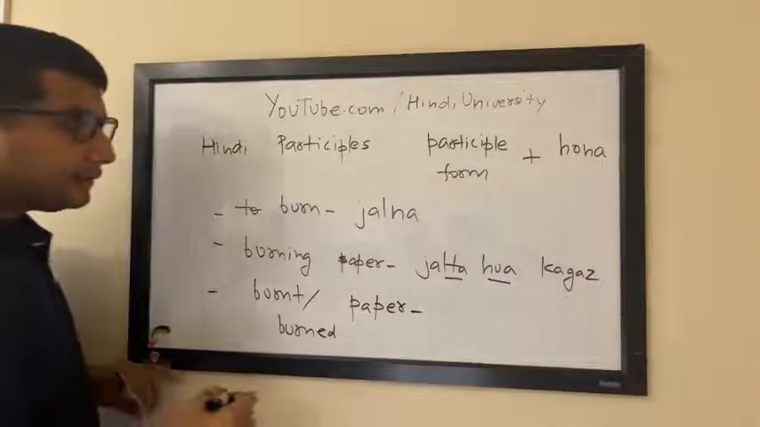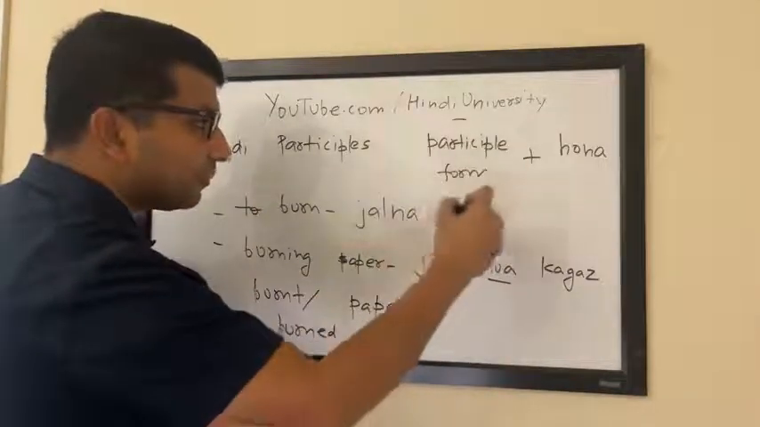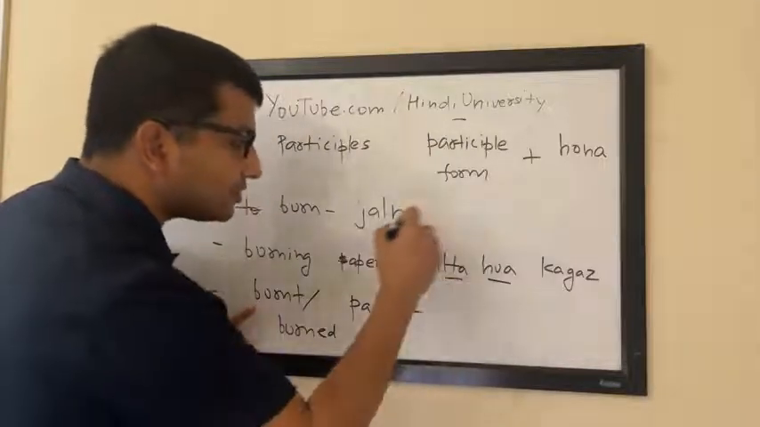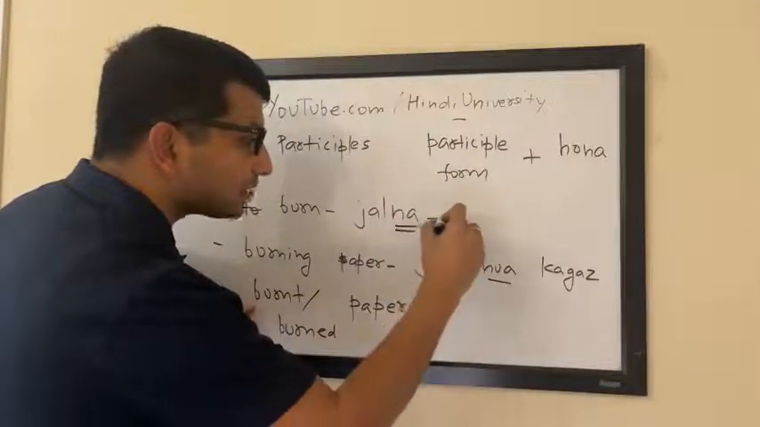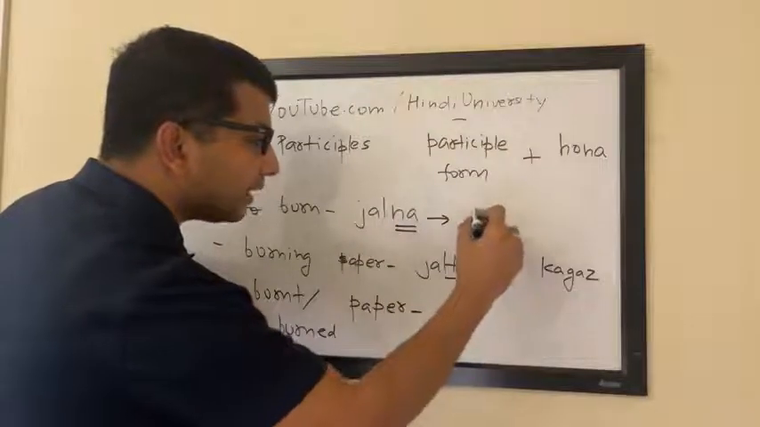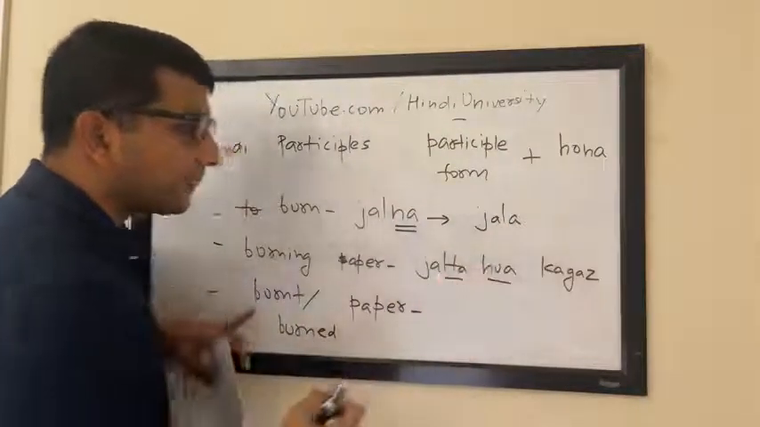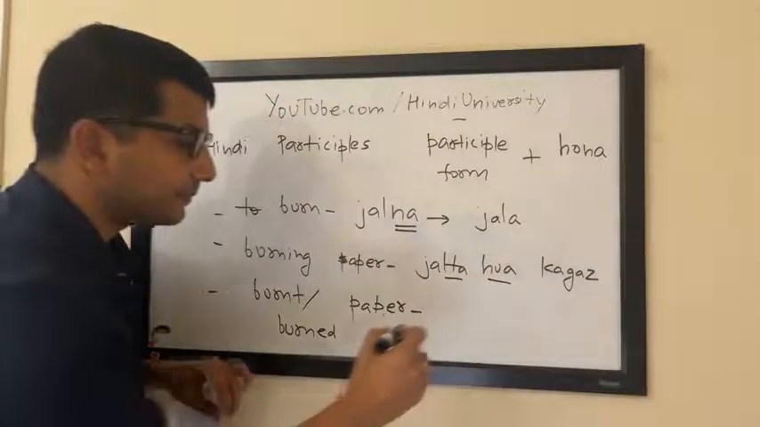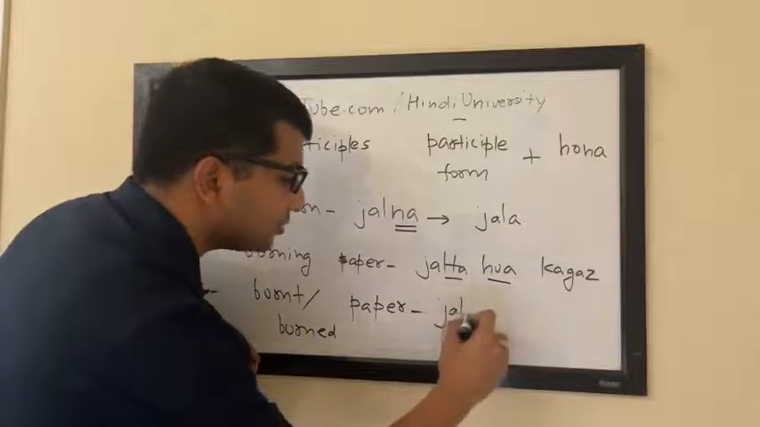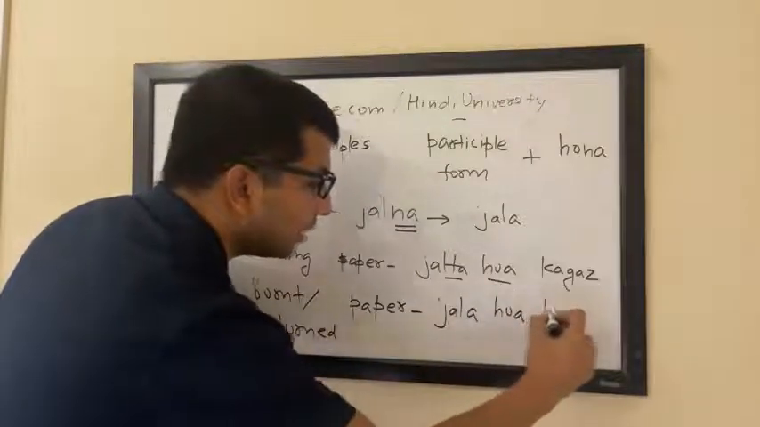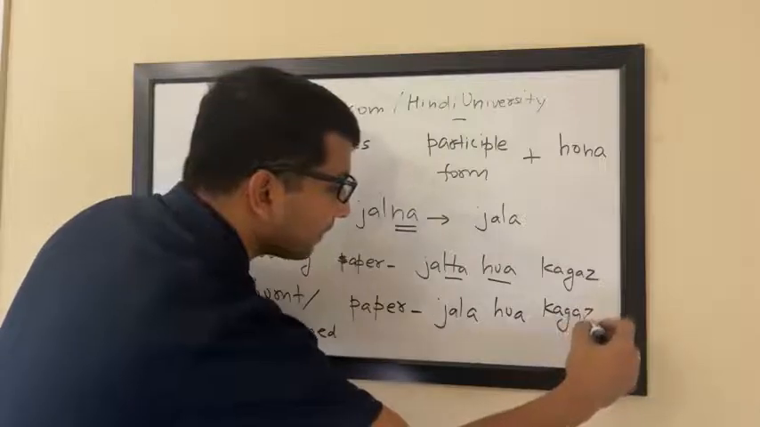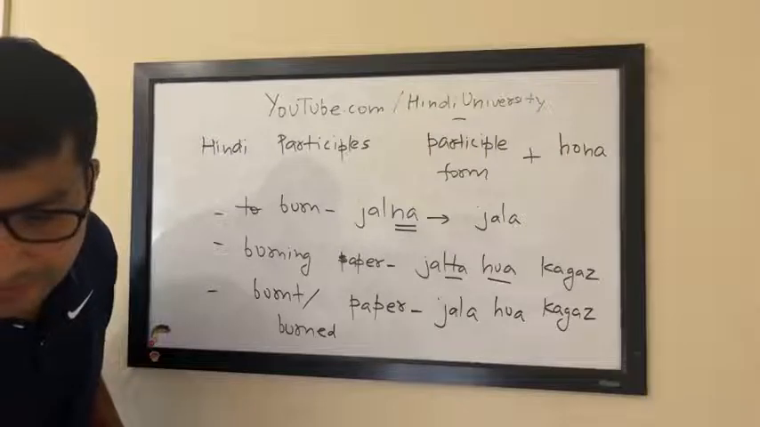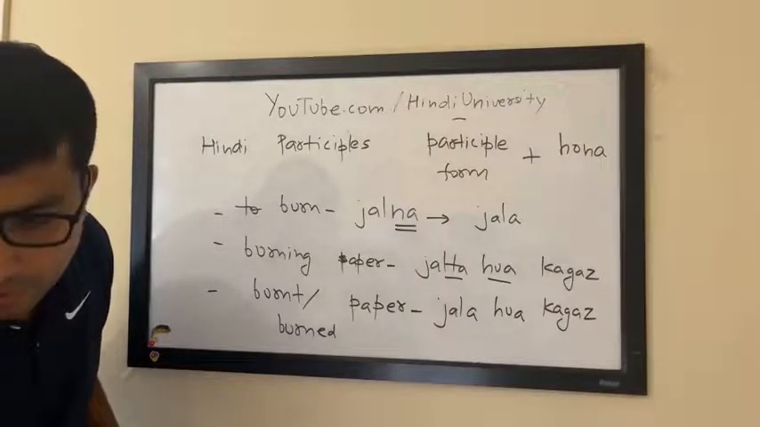Okay, there we use the perfective form. Because it's already happened, you will change the form of the verb to a past form. You will remove the na and you will put a, just like you were using a form of the verbs in past tense. Okay, and you will call it jala hua kagaz. Okay, jala hua kagaz. And last class we spent good amount of time covering all those cases.